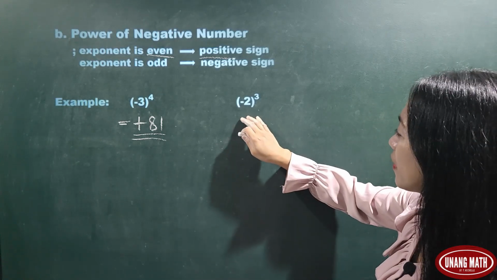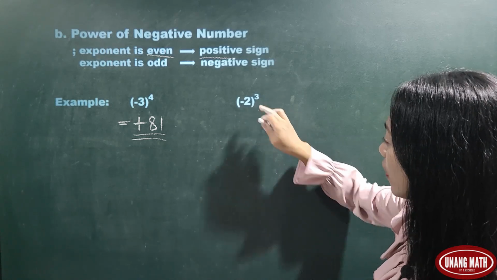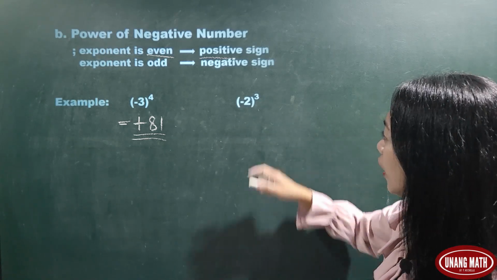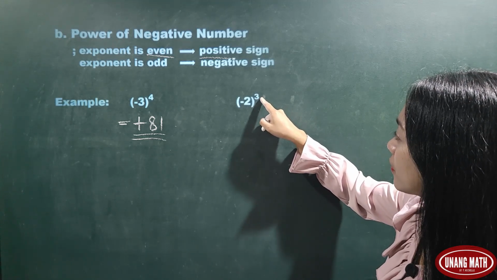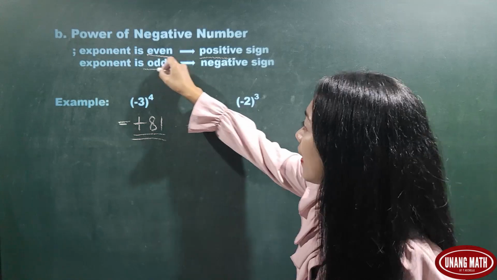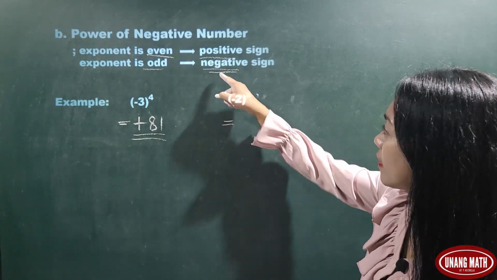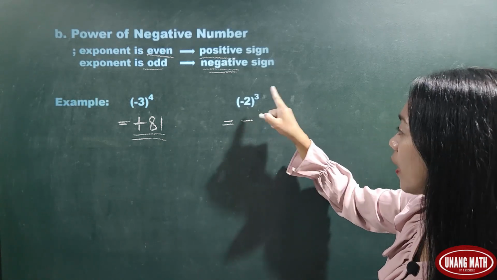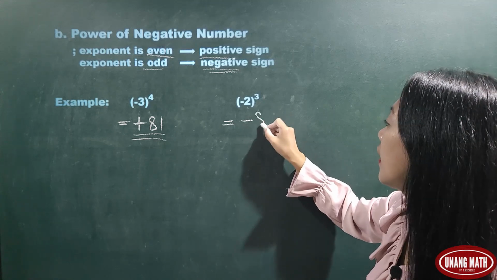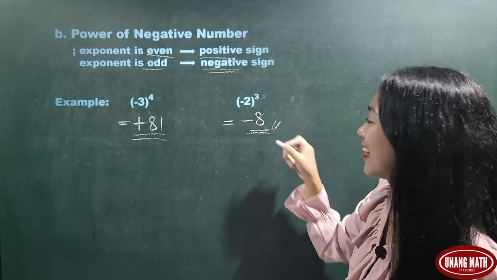Okay, how about the second example? Negative 2 inside the parenthesis, and this is raised to the power of 3. So our exponent or power here is 3, and this is an odd number. So that means the product is a negative number. So 2 times 2 times 2 is equal to 8. So our final answer is negative 8.